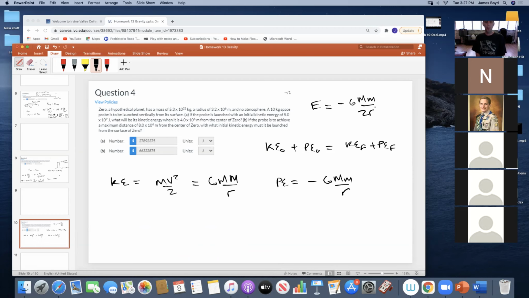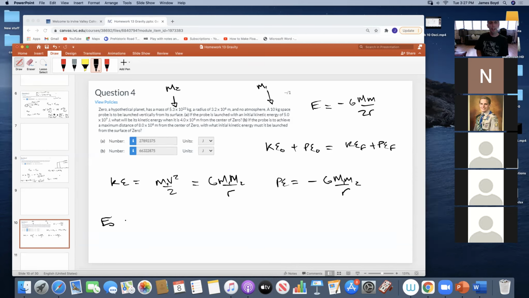So we are given the mass. Let me call this mass one, mass two. So mass two is the mass of the planet. It's what is being orbited around. We're also told that this is the mass of the probe, so that's our mass one. And we're given the radius of the planet, and we'll talk about that in a minute. So if the probe is initially launched with a kinetic energy of 5 × 10⁷ joules, what will its kinetic energy be when it ends up 4 × 10⁶ meters from the center?